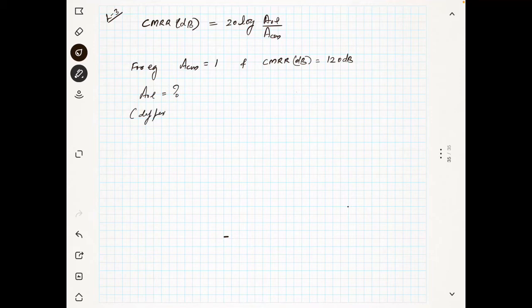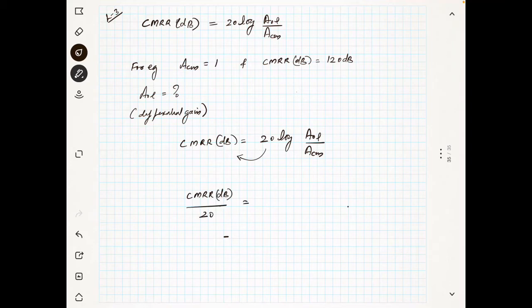How to find the open loop gain or the differential gain? You know that we have this equation: common mode rejection ratio in dB is equal to 20 log AOL by ACM. Now I will bring this 20 here. So common mode rejection ratio in dB divided by 20 will be equal to the logarithm. All these logarithms have the base 10, so please remember this.